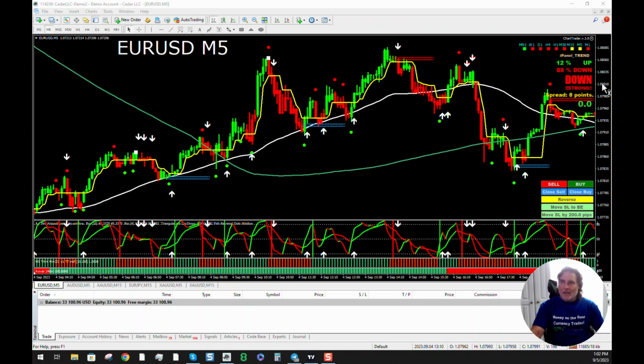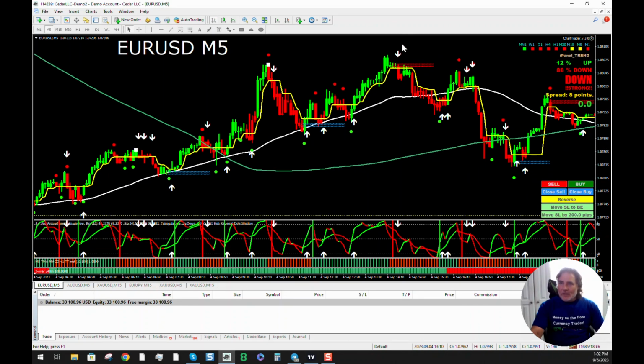We might have even had a dot. Let me see, can't see it up there that high. I don't see a dot, but that's fine. We still would have gotten out on the opposite arrow, and then that would have been the end of that trade.